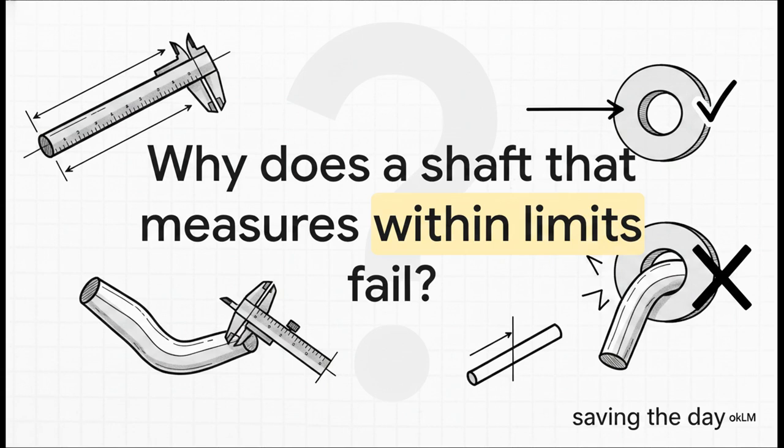But then, you take that exact same pin, walk over to the assembly line, try to insert it into its mating hole, and boom, it jams. It completely fails to assemble. So why does that happen? Well, it's because the pin, while technically correct in diameter, is slightly bent, kind of like a banana. This is the exact moment where size alone fails us, and where the rules of GD&T step in to save the day.